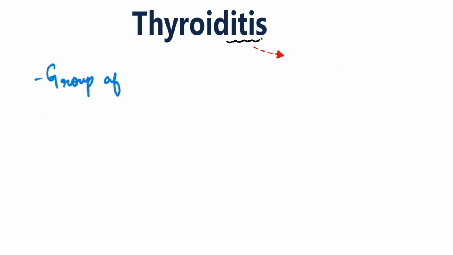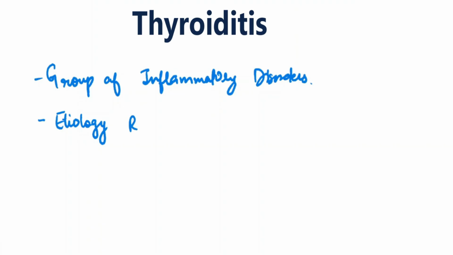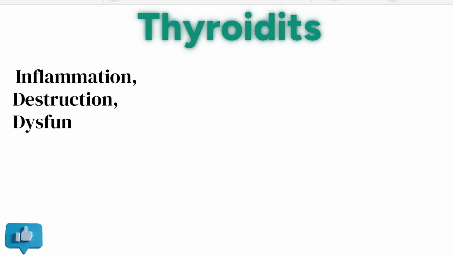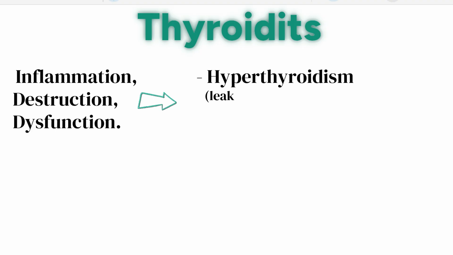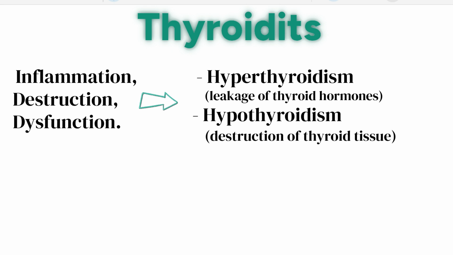Thyroiditis is a group of inflammatory disorders involving the thyroid gland. Its etiology ranges from autoimmune to infectious. This condition is characterized by inflammation, destruction or dysfunction of thyroid follicular cells, which can lead to either hyperthyroidism due to leakage of thyroid hormones because of inflammation of the thyroid gland, hypothyroidism because of destruction of thyroid tissues, or a transient biphasic pattern of both.